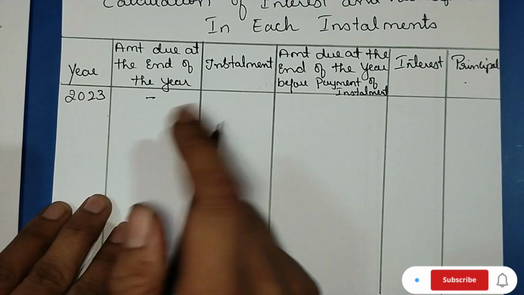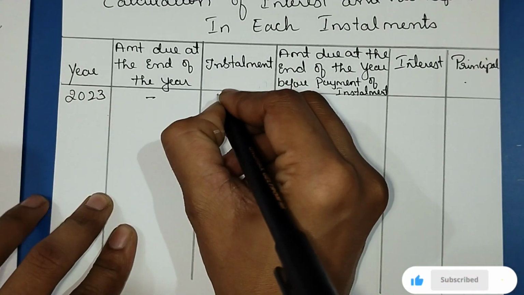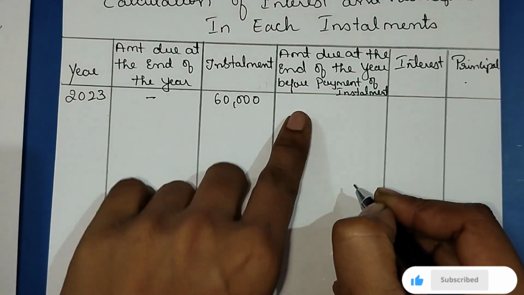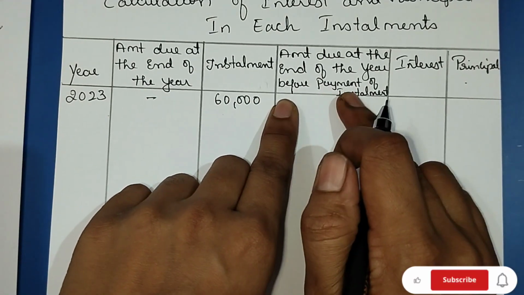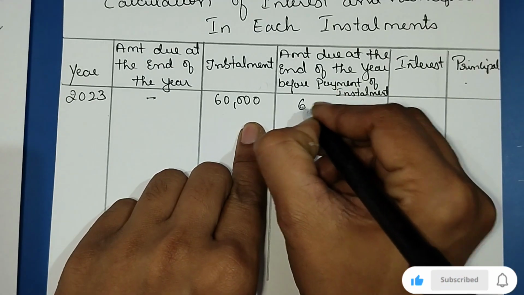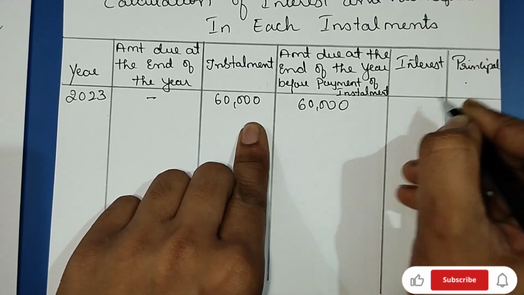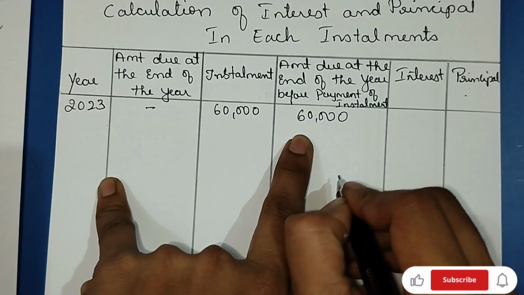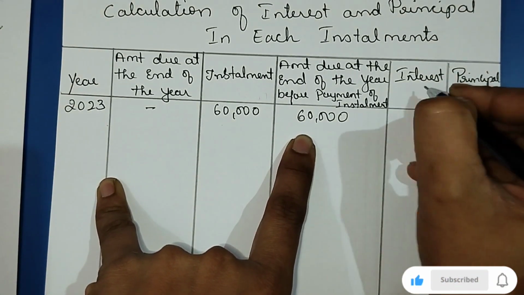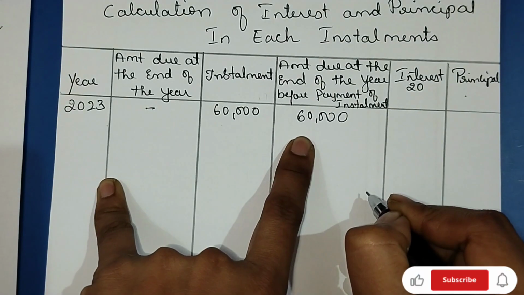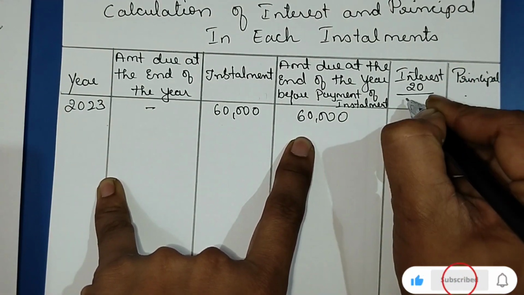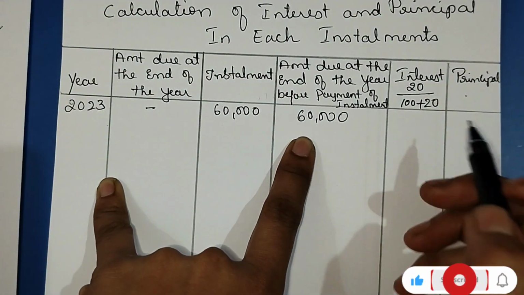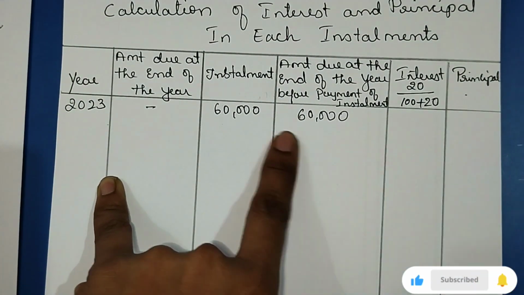And the third year installment is 60,000. This is before payment. Before payment how much is there? 60,000. And here we need to find out the interest. This amount already includes interest. So the rate of interest is 20 divided by 100 plus 20. We'll add the given percentage to 100.